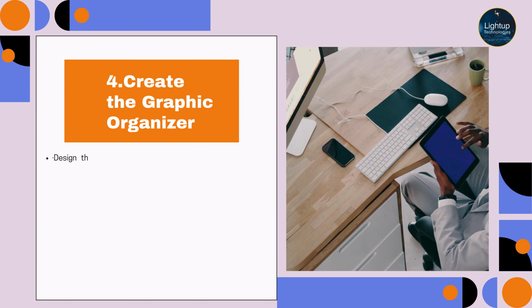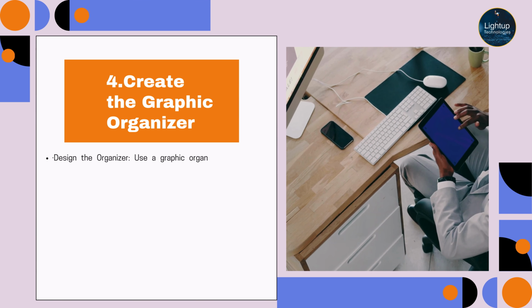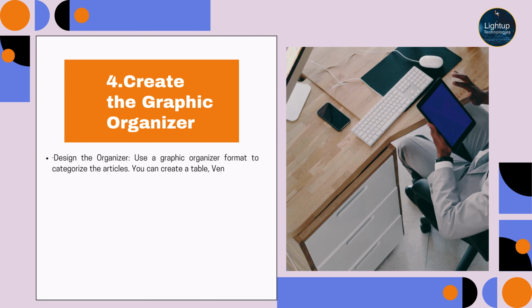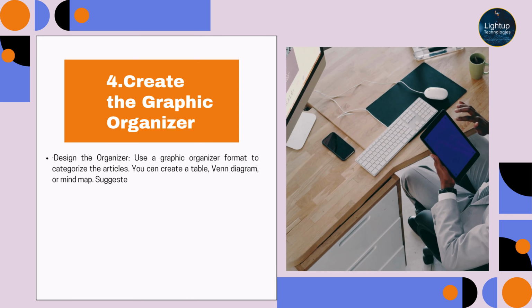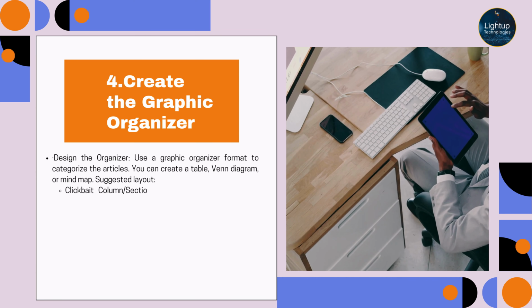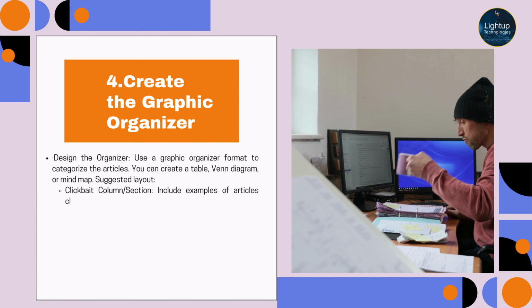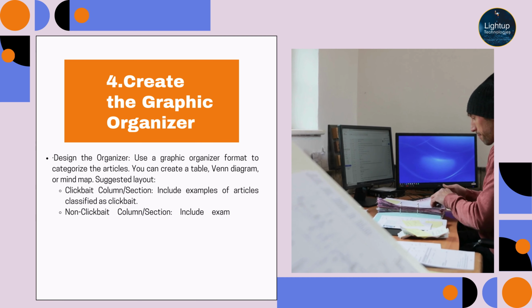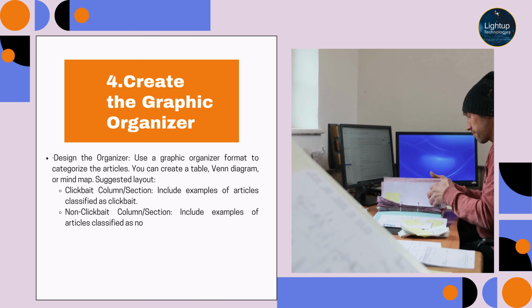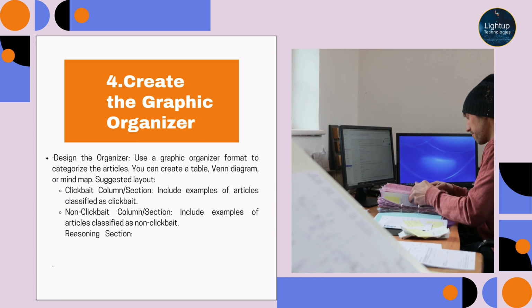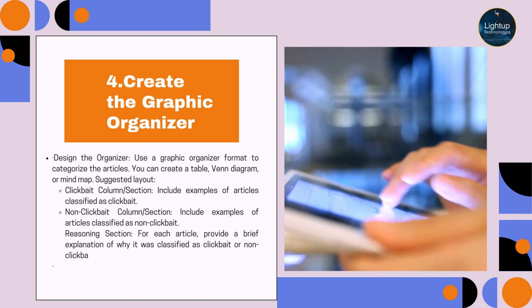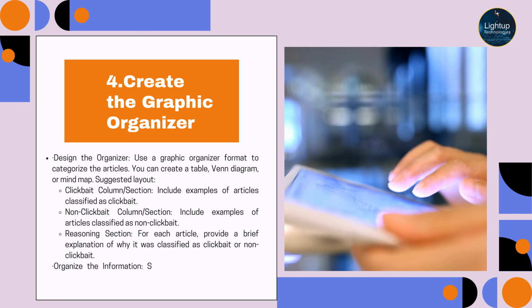Step 4. Create the graphic organizer. Design the organizer. Use a graphic organizer format to categorize the articles. You can create a table, Venn diagram, or mind map. Suggested layout. Clickbait column section. Include examples of articles classified as clickbait. Non-clickbait column section. Include examples of articles classified as non-clickbait. Reasoning section. For each article, provide a brief explanation of why it was classified as clickbait or non-clickbait.